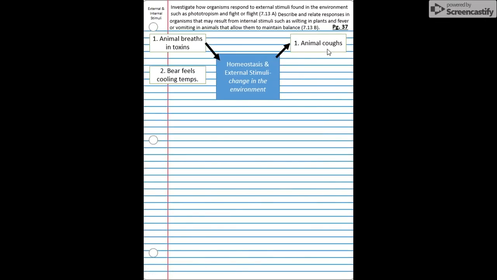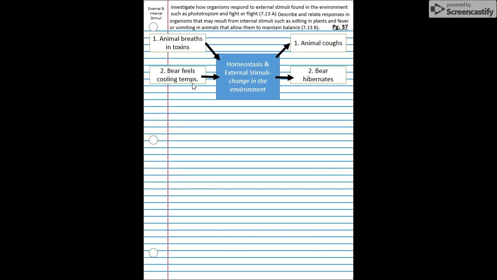All right. Number 2, a bear feels the cooling temperatures. That is a cause. Draw an arrow to homeostasis. How is this bear going to maintain balance? The change was the cooling temperatures. So now the bear has to maintain balance, and that is the bear begins to hibernate.